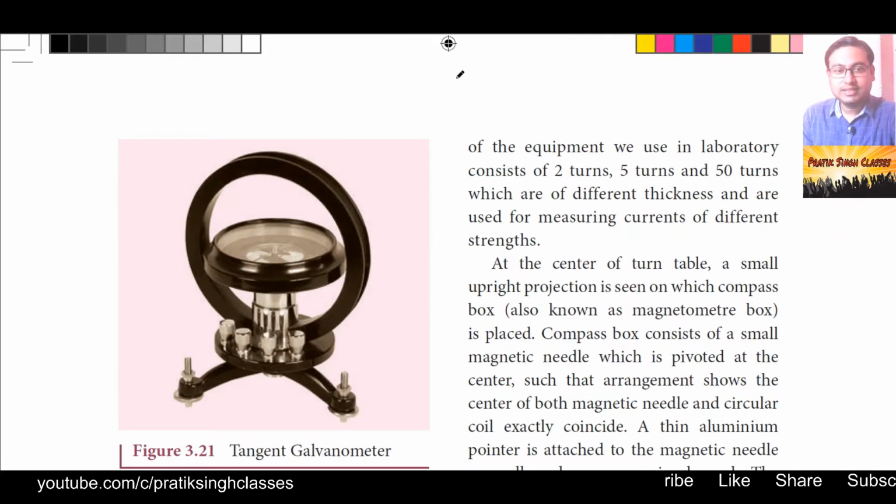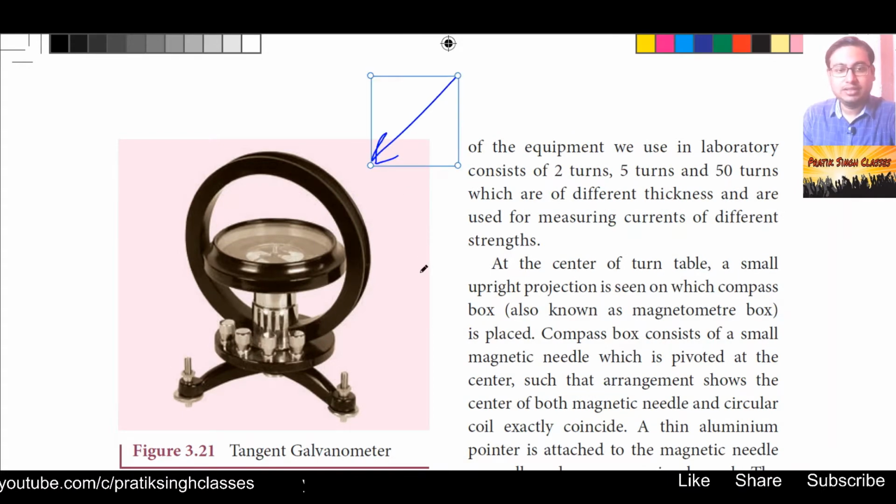So this is the figure of the tangent galvanometer. As you can see here, we have two circular discs. One is this one, and the other one is this one. These two circles are kept in such a way that they are concentric to each other. That means the center of this circle will lie somewhere here, and the center of this circle also will lie on the same point.